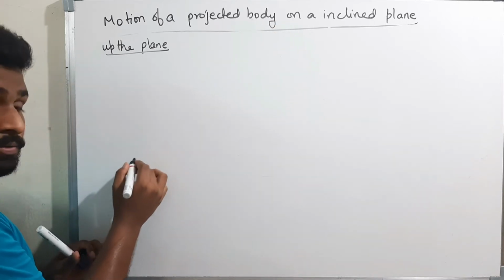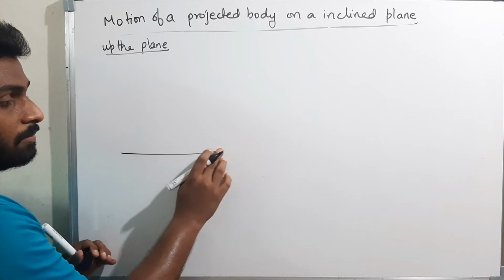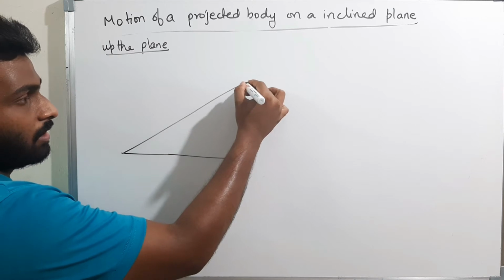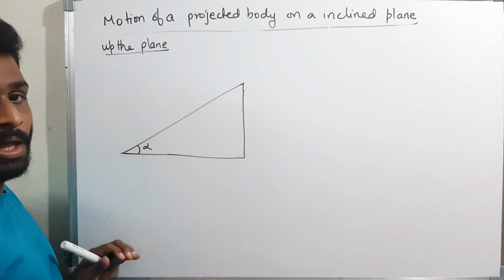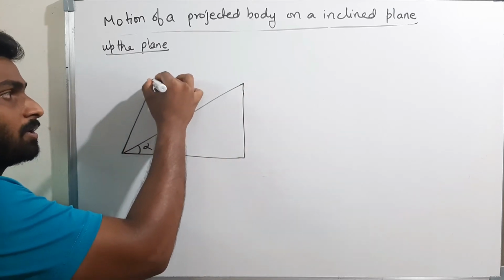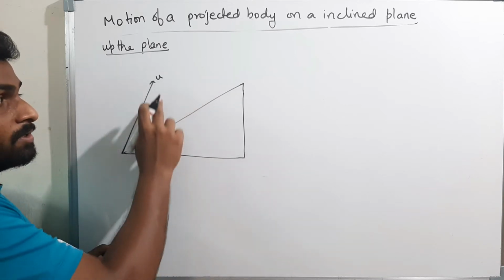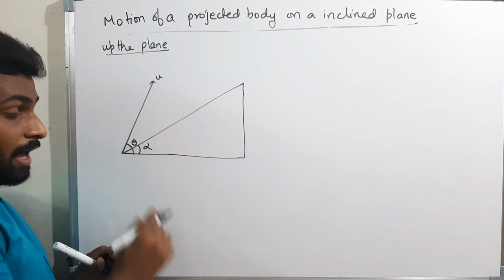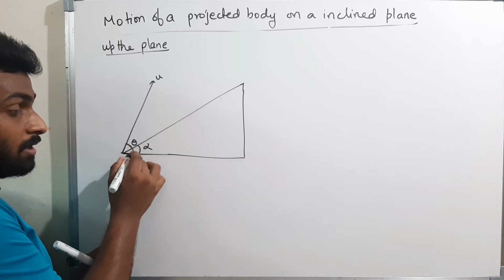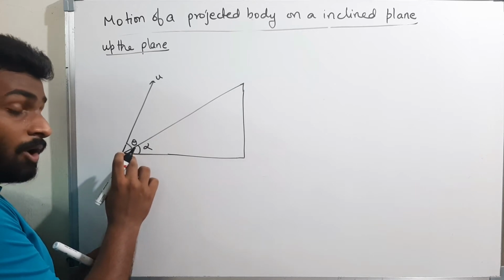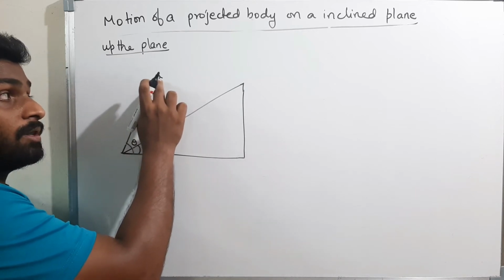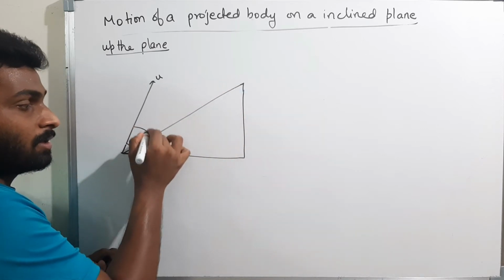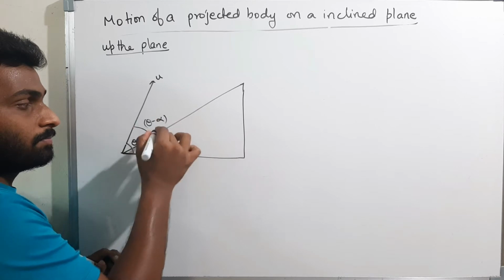Now see here, observe carefully what I am doing. This is the inclined plane of an angle alpha. A body is projected with a velocity u, which is making an angle theta with the horizontal. If the angle with the horizontal is theta, then what is the angle between the projected body and the inclined plane? That is theta minus alpha.